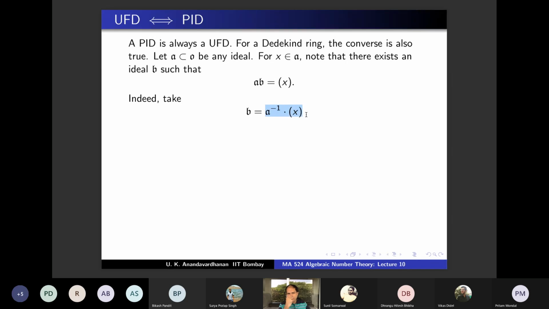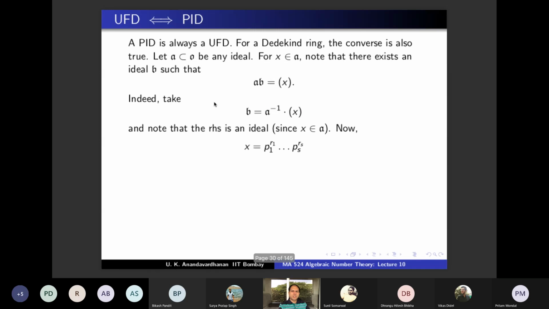Why? Because x is from A. By the definition of A inverse, what is A inverse? It is the set of all x such that x times A is contained in O. Since x is in A, this is contained in O. A fractional ideal which is actually contained inside your ring is an ideal. So B is in fact an ideal. So the right-hand side is an ideal since x belongs to A. This is the first observation.